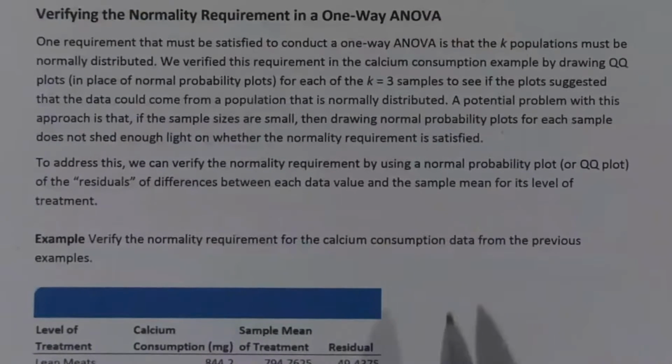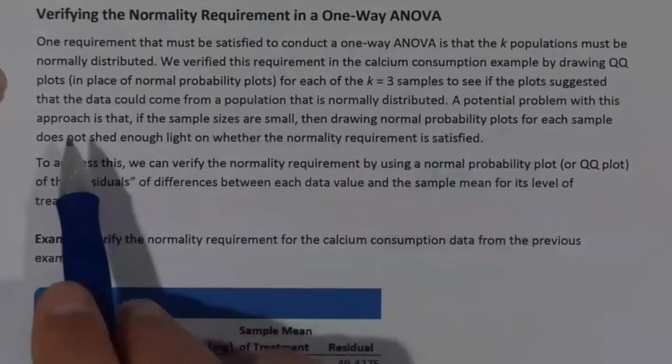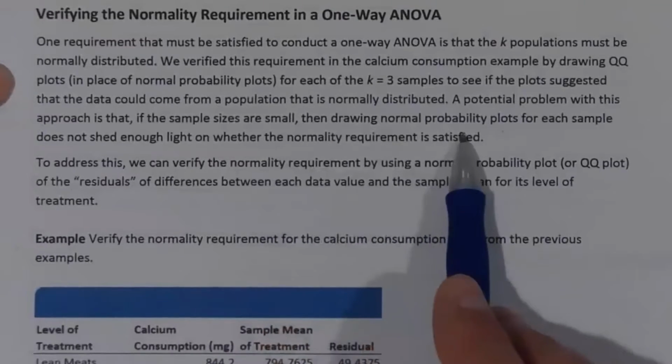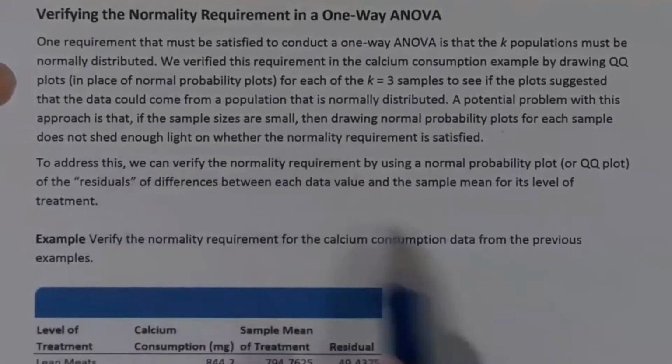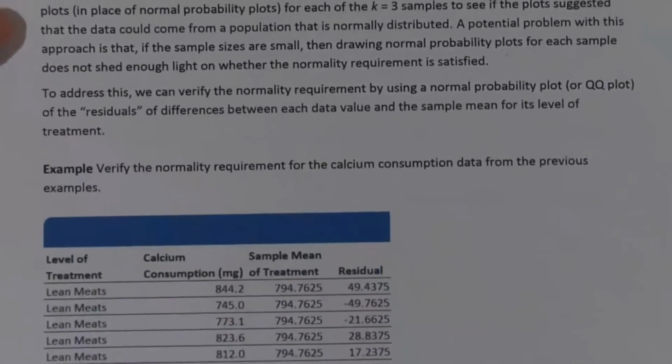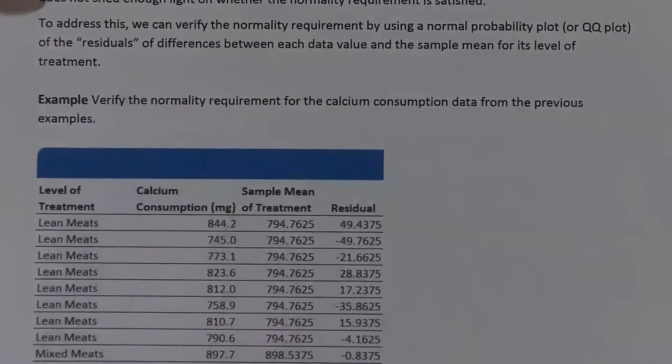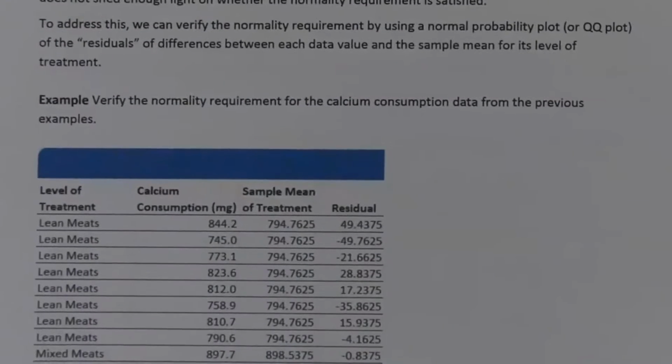But again, a potential problem with this approach is that if the sample sizes are small, and a sample size of 8 is pretty small, then drawing normal probability plots for each sample does not shed enough light on whether the normality requirement is satisfied. So to address this issue, it's possible that even though the 3 individual QQ plots indicated that we have a normal population for each of the groups, because we have small sample sizes, that could still be problematic.